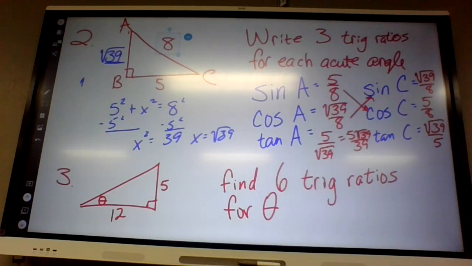Okay, anyways, yeah, so 3 is the 6 trig ratios.